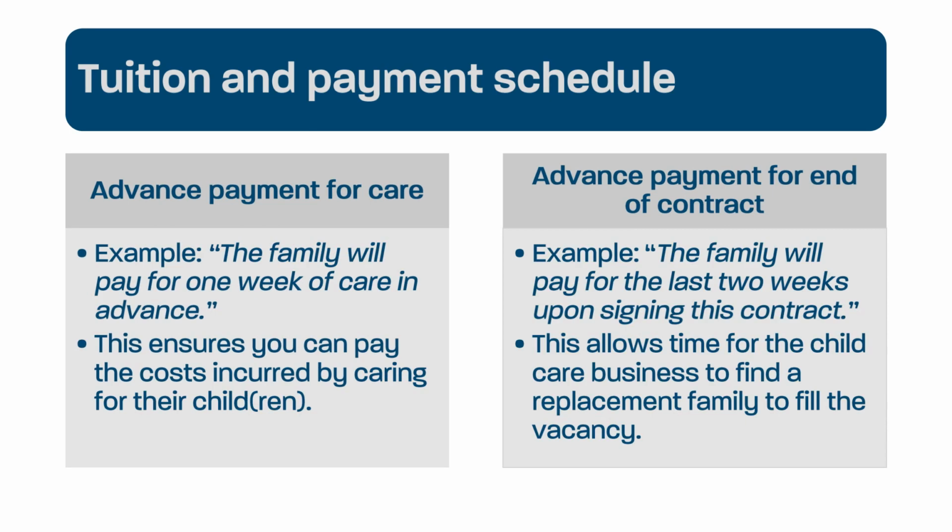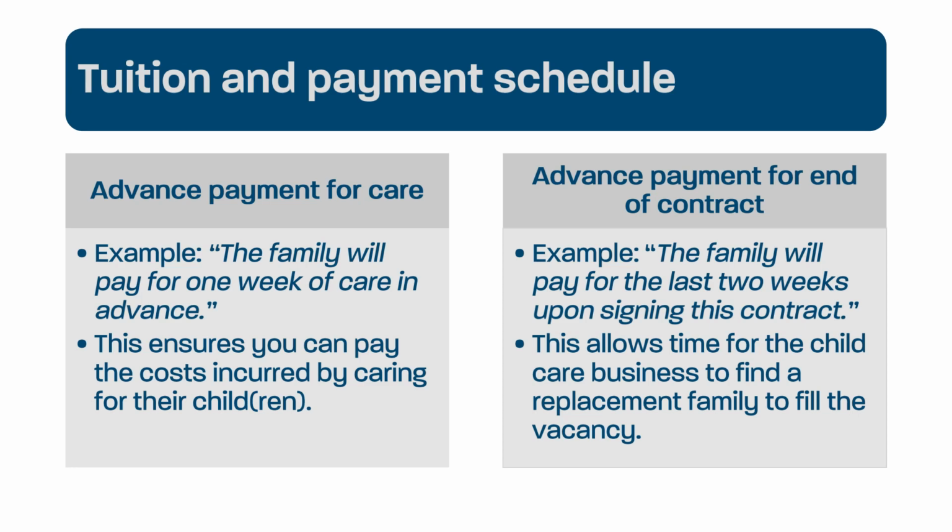Advance payment for end of contract. Example: the family will pay for the last 2 weeks upon signing this contract. This amount is non-refundable and is not contingent on whether the family gives written notice. A standard practice is to ask families for a 2-week notice before ending the care arrangement. This allows time for the child care business to find a replacement family to fill the vacancy.